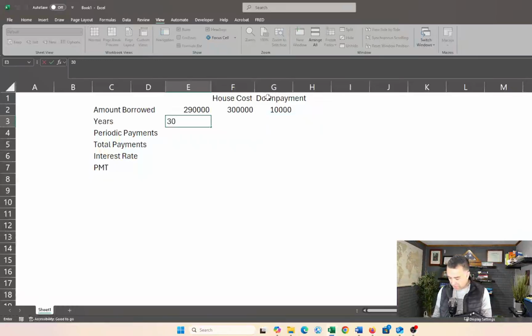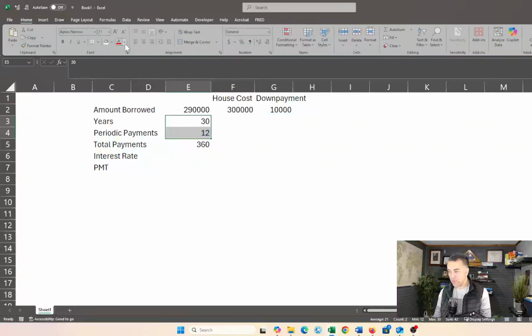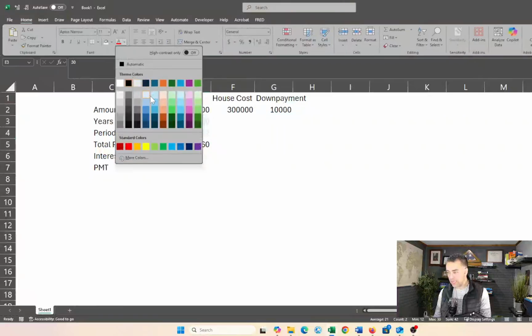Years, so we'll put down 30 years. Periodic payments, that'd be 12 per year. Total payments, that's going to be a calculated field. I'm going to hit that times that. Anytime you do inputs, what we typically do in financial modeling, we'll make that blue. That means that's a number that we're just inputting in. I'll make that a blue color.